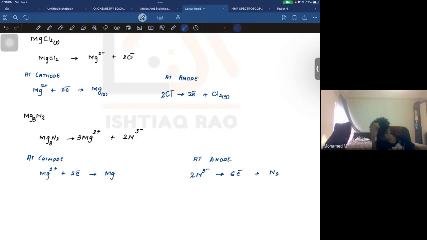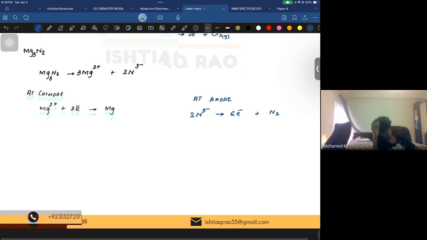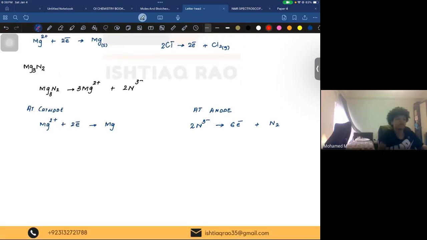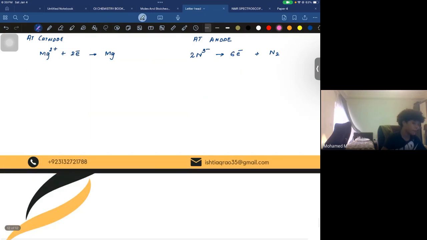So then we are supposed to add them together. I will be doing that later on. First of all, you must know, whenever you have any cation or anion, whether they are going to the cathode or to the anode. Now let's suppose we have sodium oxide, Na2O. Yes, it's also molten. Right now we are doing only the molten states.